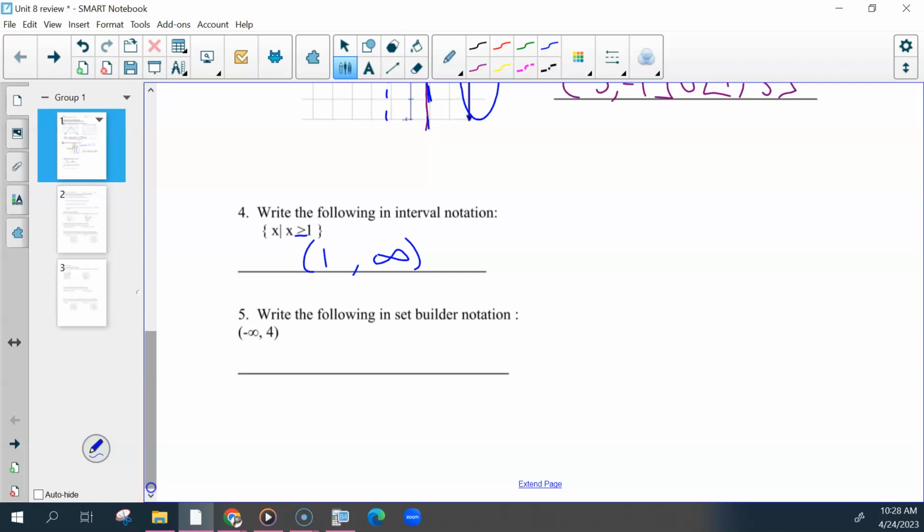Like the curly bracket? Yeah. For this, I'll show that. You could put this curly bracket, it's not a necessity.